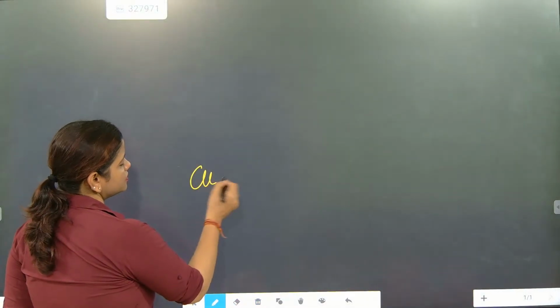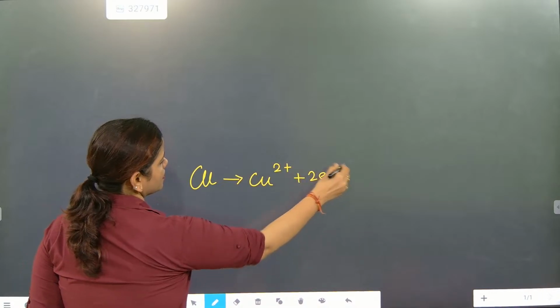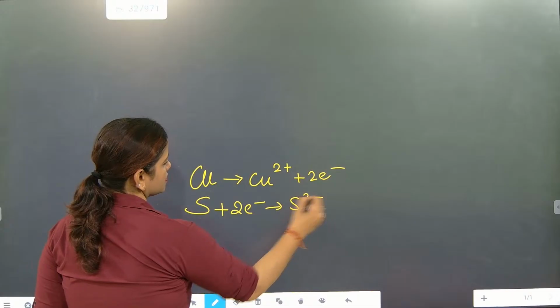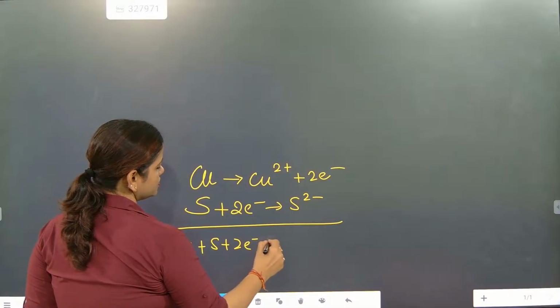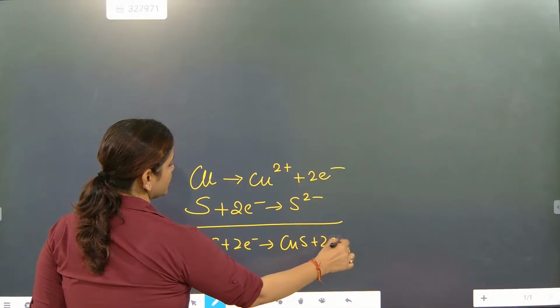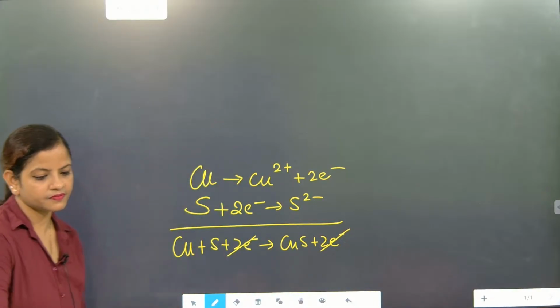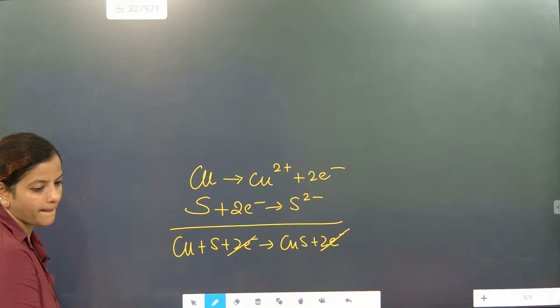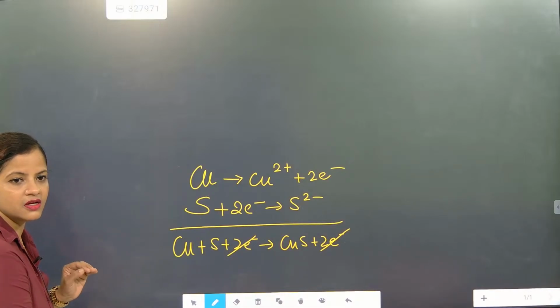See, Cu will release 2 electrons. Sulfur will gain 2 electrons. So Cu plus S plus 2 electrons gives CuS plus 2 electrons. This and this cancel. I hope now it is clear? Note down, beta. I am teaching this very slowly so that you can understand. Now you are understanding nicely. Any doubt? No.